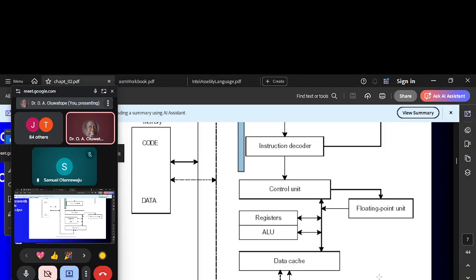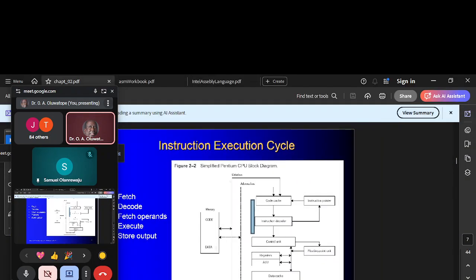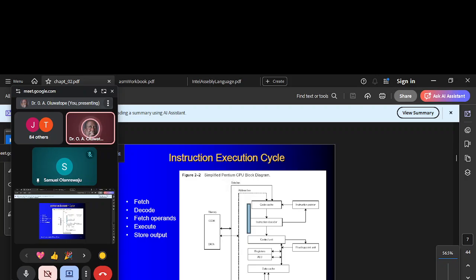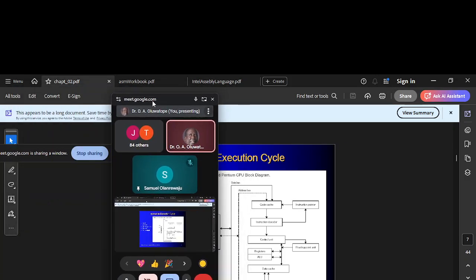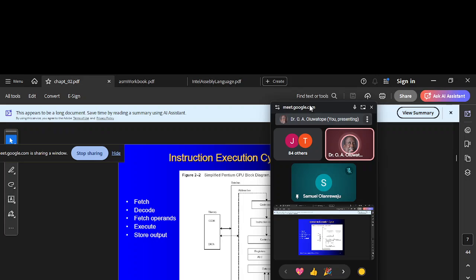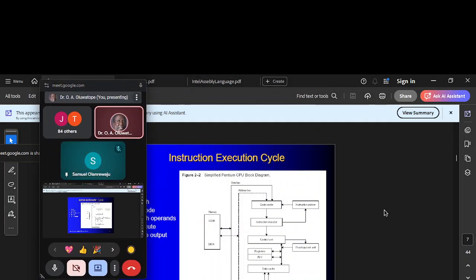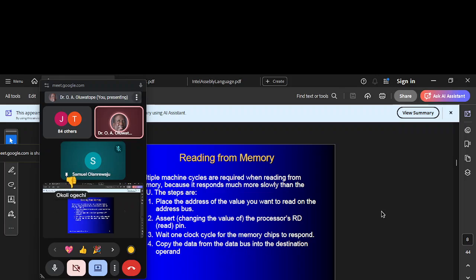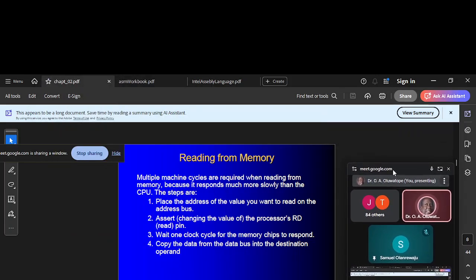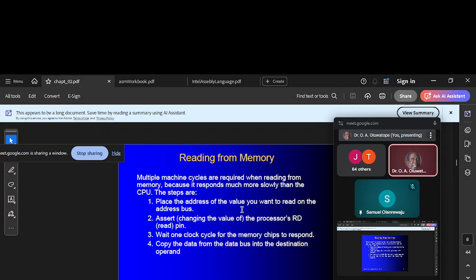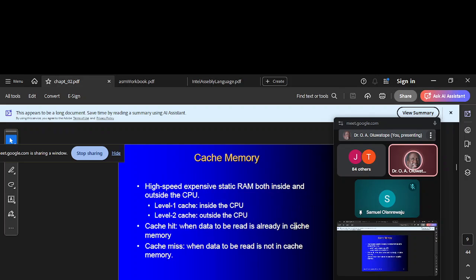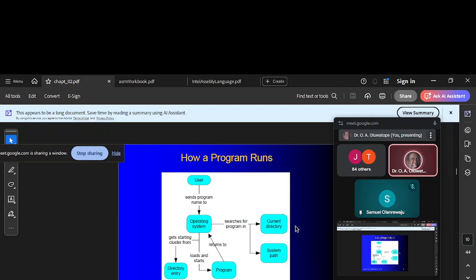All right. So that's about the instruction cycle. Does anybody have any question? You can raise your electronic hand if you have a question. Okay, none. Okay, that's good. So let's move on. I've just described all of this, so you can read the notes, read the text. We have described the process of reading from memory, from cache.